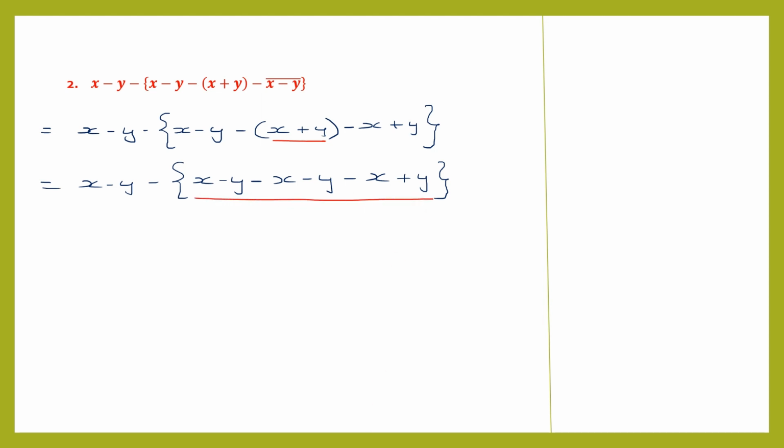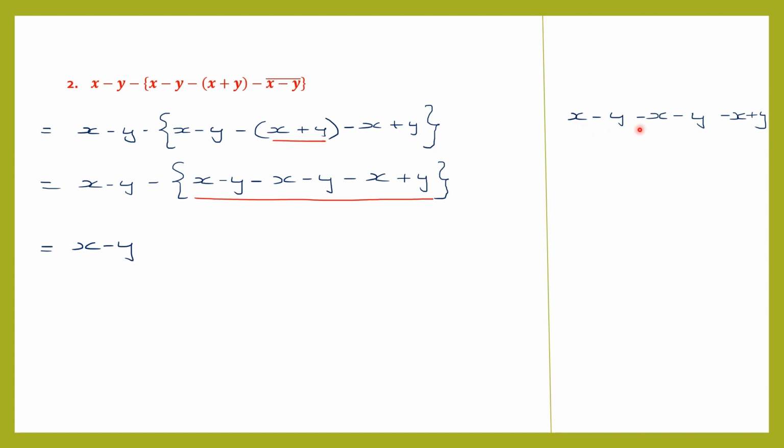So before that, whatever we have will remain as it is. So let's write x minus y first. So that will be x minus y. Now I'm going to take what is inside this and I'm going to write it here. Okay, so let's write that: x minus y minus x minus y minus x plus y. So we have some like terms here. So let's see what are the like terms.